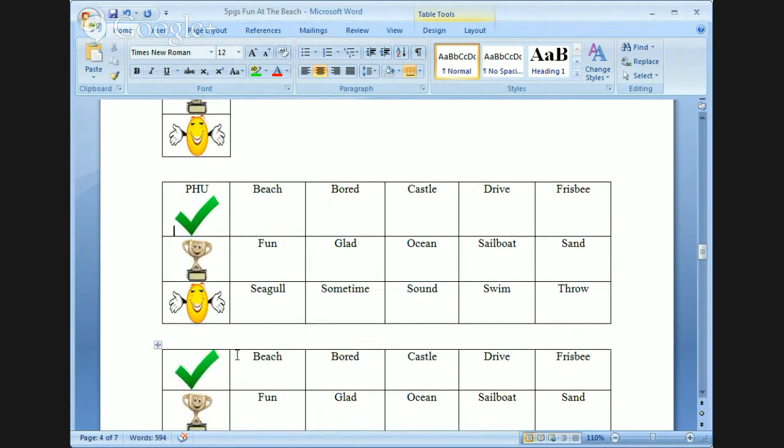One, two, three. Yesterday, I felt bored and I wanted to go to the beach with my friend. I rode to my friend's home and took him, and we went to the beach together. At the beach, we threw a frisbee to each other. He was very glad to be at the beach with me. We swam in the ocean. We looked at the moving sailboats on the ocean. We built a sandcastle. We saw seagulls, and sometimes we could hear the sound of people who were swimming in the ocean. At noon, I brought him back to his home, and I drove to my home.